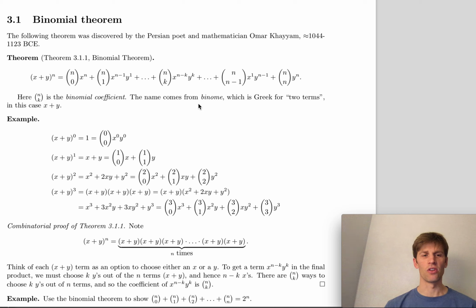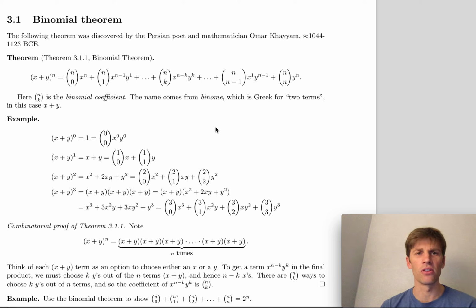Okay, so in this formula, we have n choose k in front of the term that has y to the kth power, and also x to the n minus kth power. We often refer to it just as n choose k, but another name for it is the binomial coefficient, and it's coming from the Greek word binom, which means two terms. In this case, the two terms are x plus y.